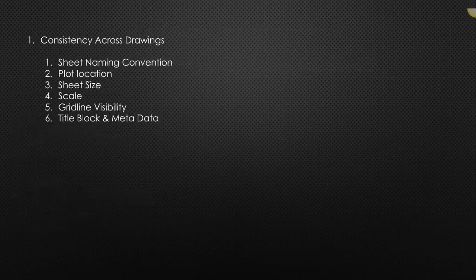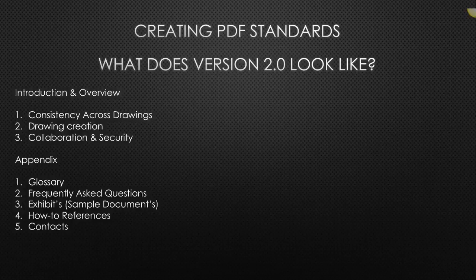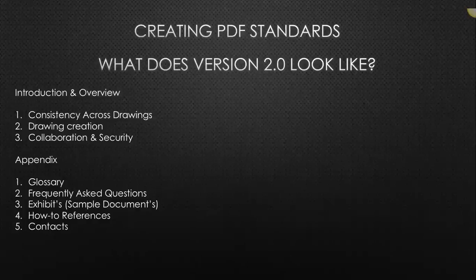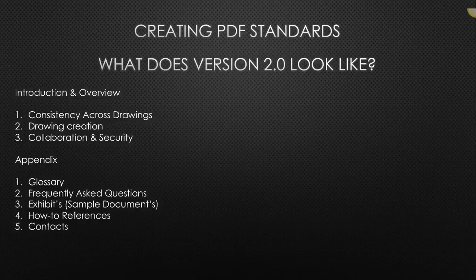So what you get to see, actually back one slide, is that introduction and overview. Like we talked about, the consistency across drawings, the drawing creation, and collaboration and security. Those are 3 points that we're focusing on. And as we dive in, those chapters get bigger and bigger within the guidelines. With the appendix, this is really where the biggest growth has happened within the guidelines, and also expanding the coalition. So we'll look at the glossary of how additional items influence those 3 items towards the top of the screen. And then we have our frequently asked questions.